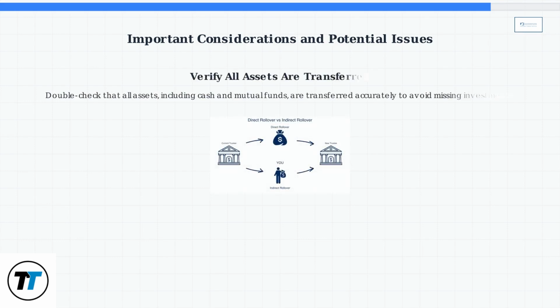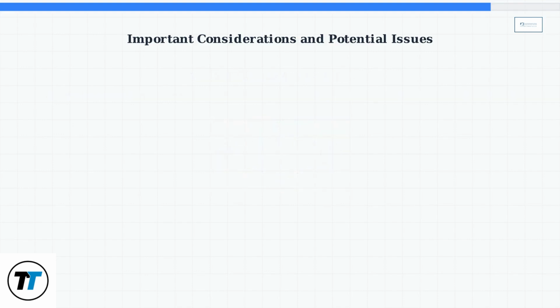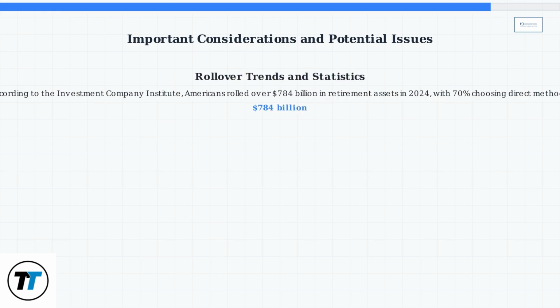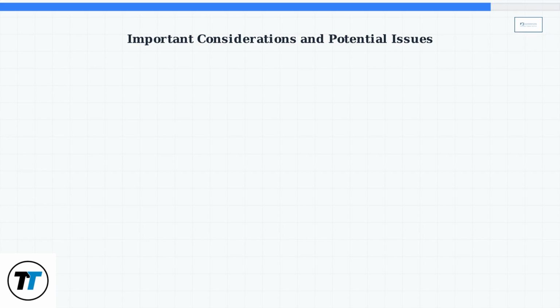Double-check that all assets are transferred accurately. This includes cash, mutual funds, and any other investments in your account. Incomplete transfers could leave funds behind and complicate your retirement planning. According to the Investment Company Institute, Americans rolled over $784 billion in retirement assets in 2024, with 70% opting for direct methods. This highlights the scale of rollovers and the preference for direct transfers to minimize risks.